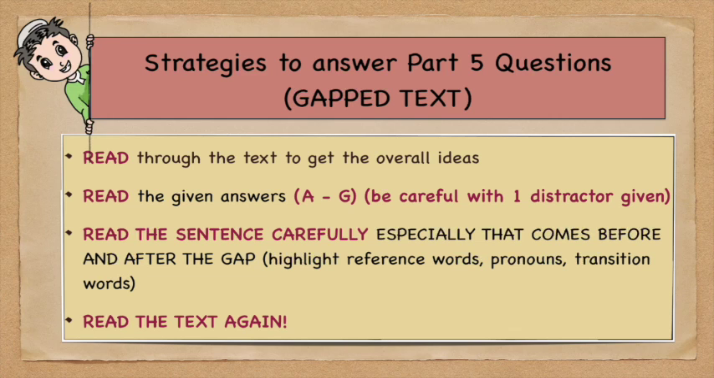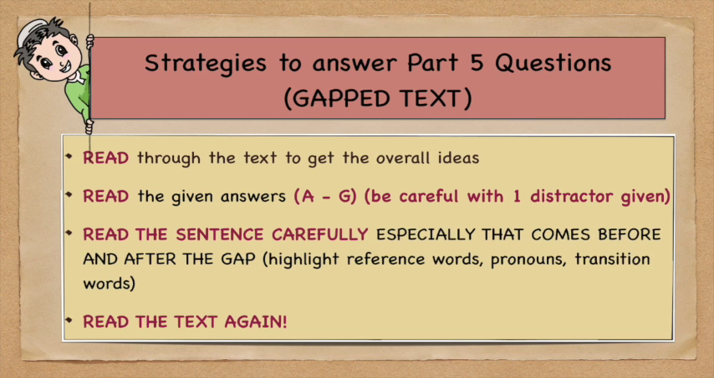Alright students, now we're going to take a look at part 5 questions, and I'm going to share with you the strategies on how to answer these questions. Part 5 is a gapped text. The first strategy is you need to read through the text to get the overall ideas. This is very important so that you are able to choose the best option from the given answers.